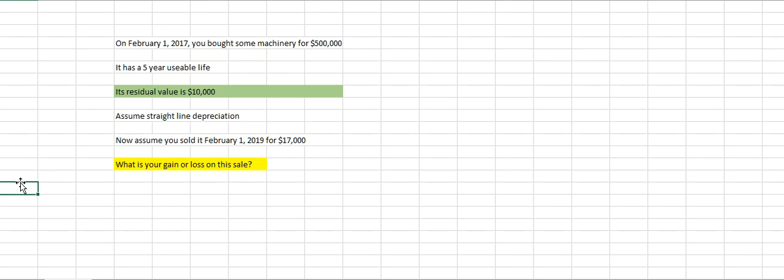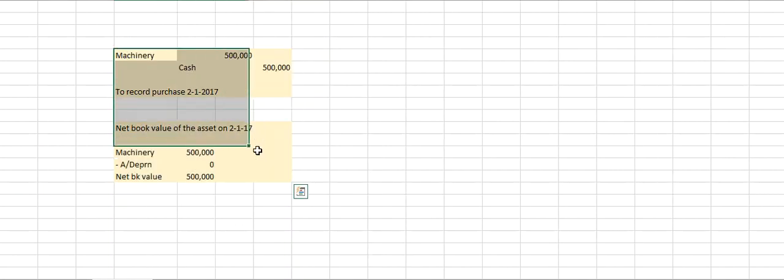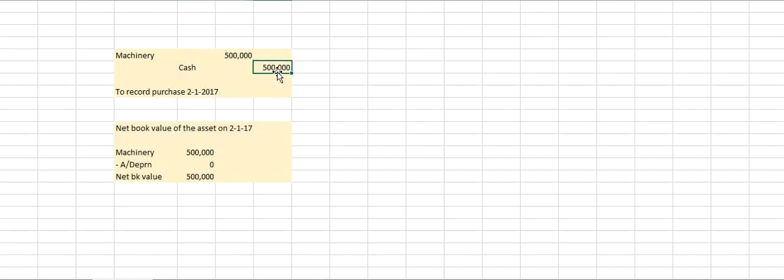Double declining balance, you ignore residual value until the very last year. And I have another video that covers that. But let's just go through the steps correctly with residual value taken into account. Nothing changes here. You still buy an asset for $500,000 and set up machinery for $500,000.